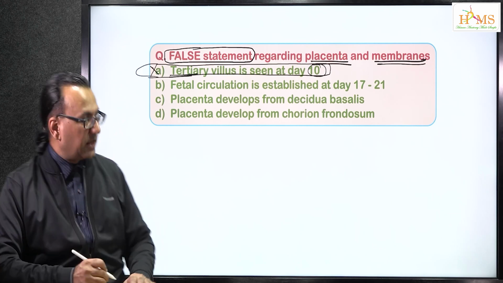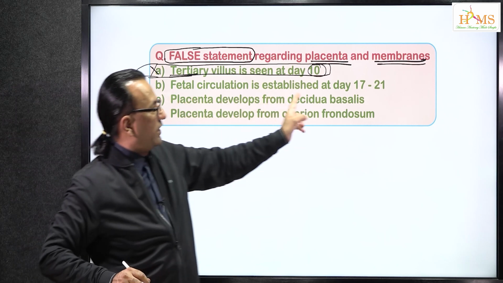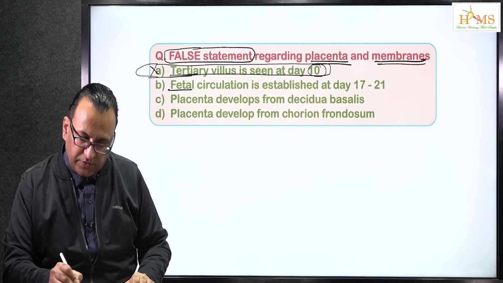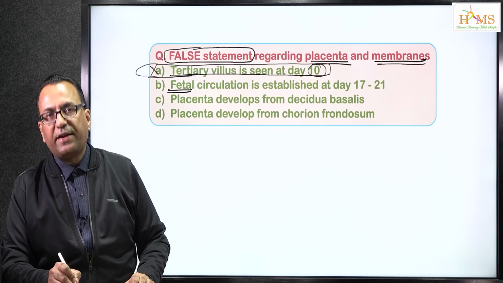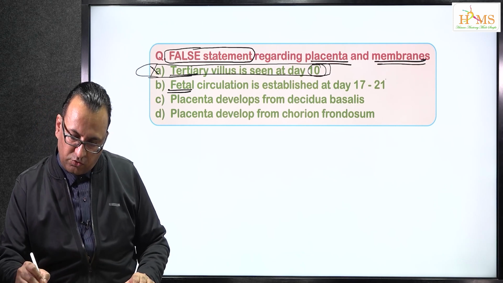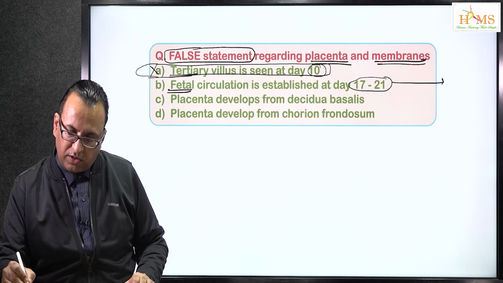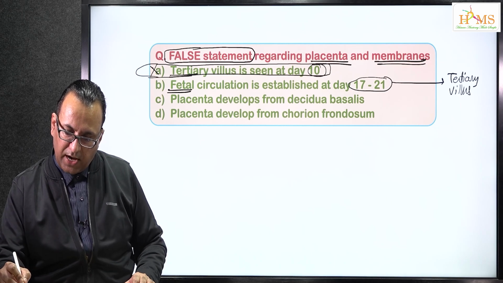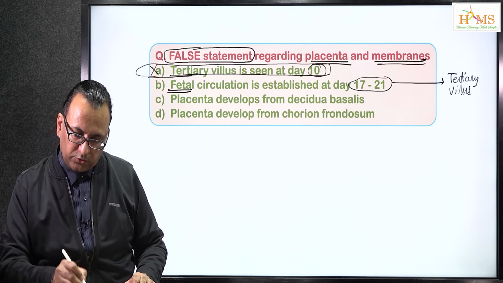Do you mean to say the fetal circulation is established at day number 17 to 21? See, fetal circulation means fetal placental circulation. And yes, it is day number 17 to 21, the time when we have got the tertiary villus. There are some fetal capillaries appearing and the blood flow is beginning. No problem with choice B.